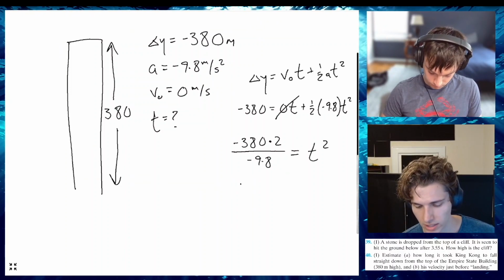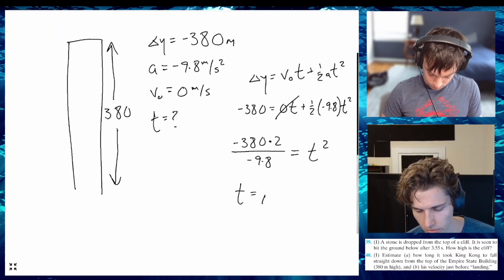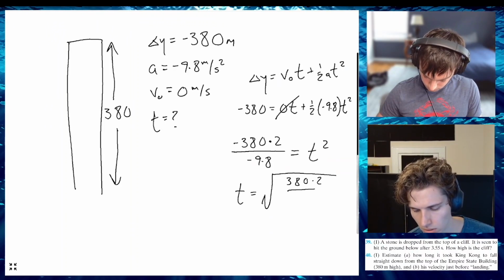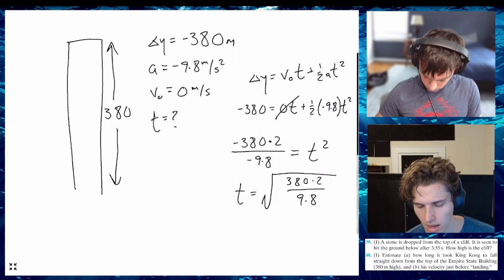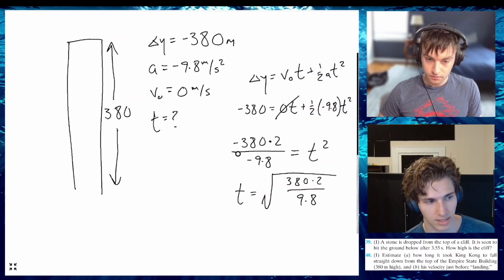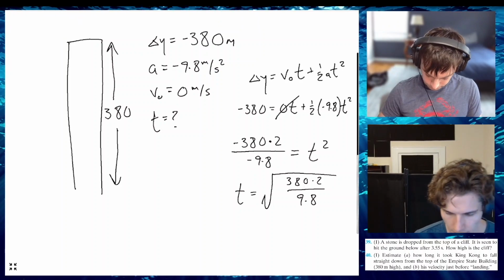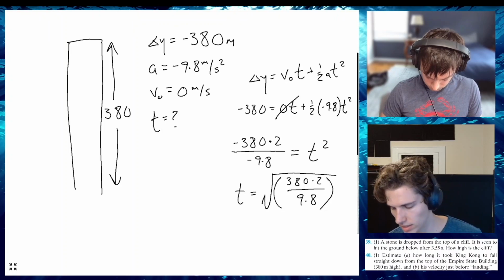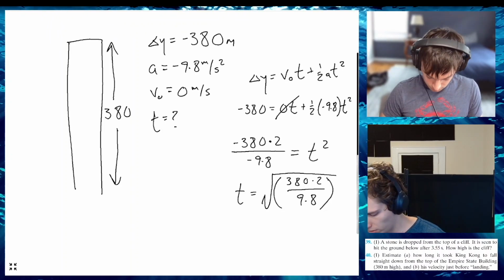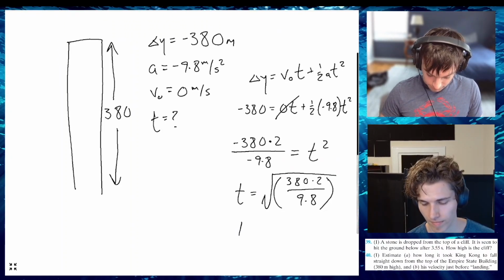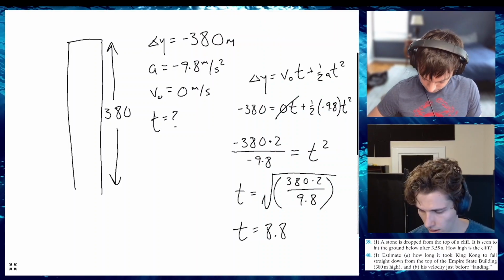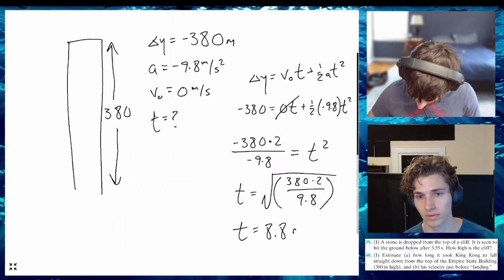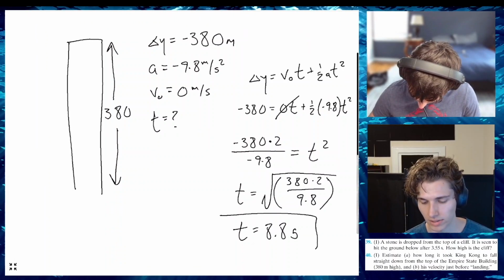If we want to solve for just t, we take the square root of all of that. 380 times 2 over 9.8. Notice I got rid of the negatives because a negative over a negative is a positive. If you put this in your calculator, make sure it's all in parentheses inside the square root. Matt, let me know what you got for this answer. I got 8.8. Nice. What's the unit? The unit is 8.8 seconds. Awesome. That is our time.